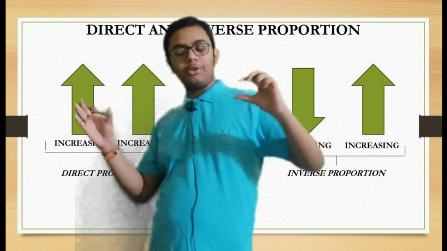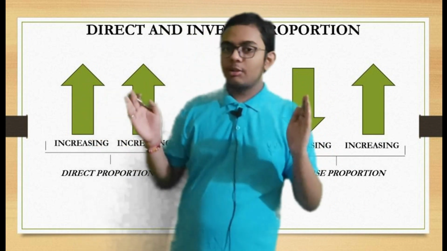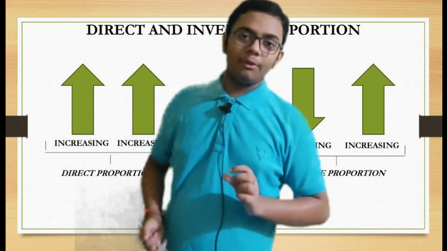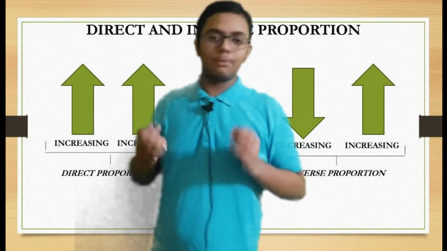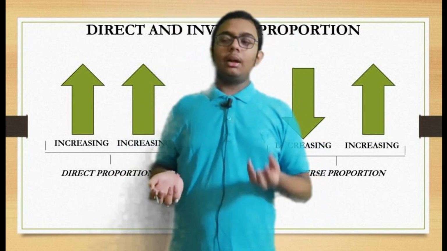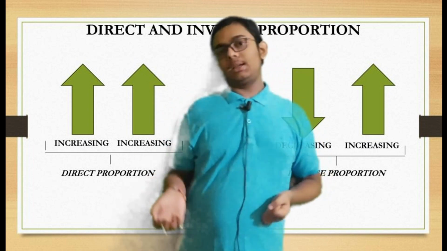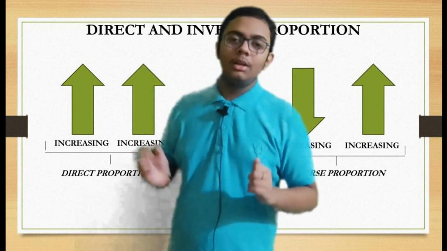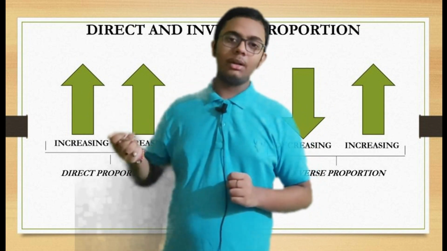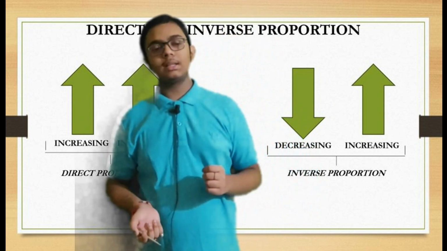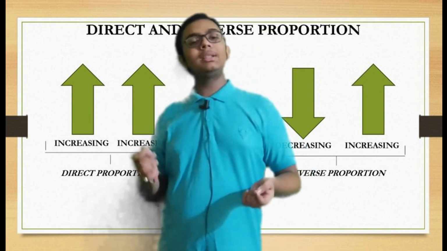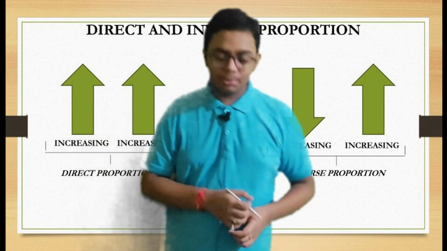So when I'm traveling, this distance is fixed. Let's suppose my car is moving at the speed of 10 kilometers per hour. At this speed, let's suppose the time will be x. When I increase the speed, the time will be less, right? This we have read in smaller classes also, that when the speed increases, the time is less. So this is what is known as inverse proportion.